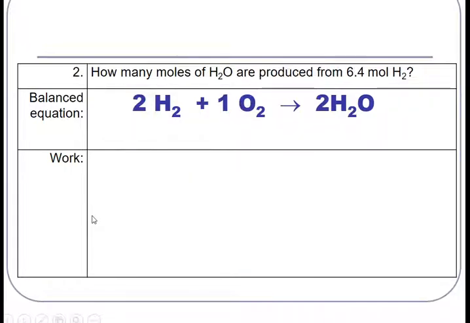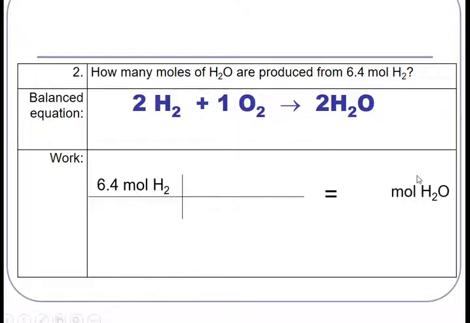Now we move on to 2. How many moles of H2O are produced from 6.4 moles of H2? 6.4 moles of H2 is my given. Set up my workspace. In the end, I want to find moles of H2O. So I want moles of H2 to cancel, so I put that there. Moles of H2O up here.